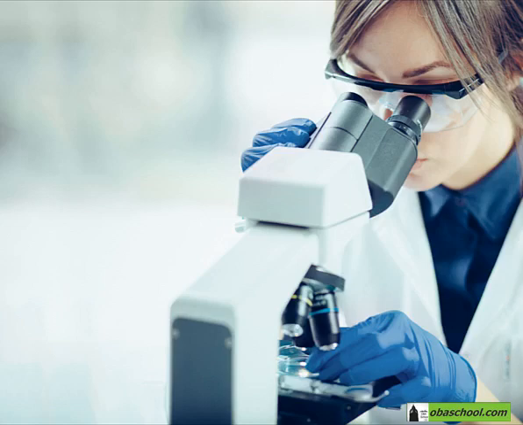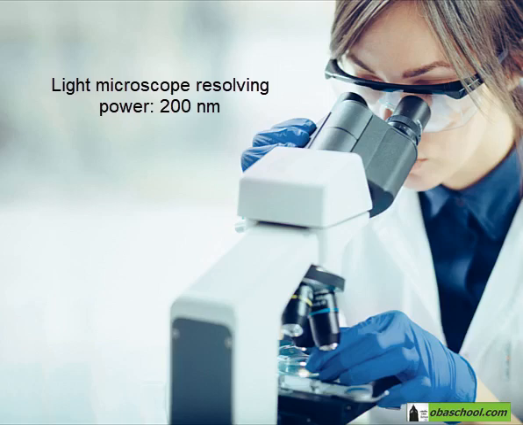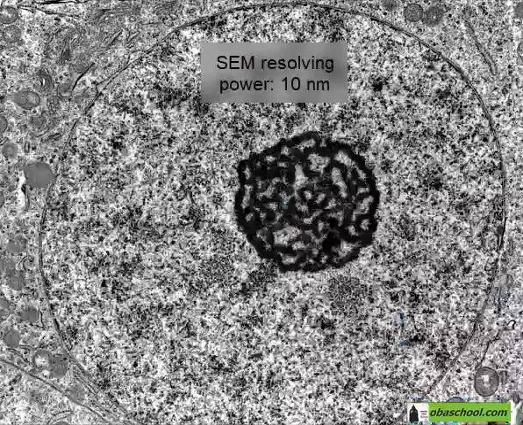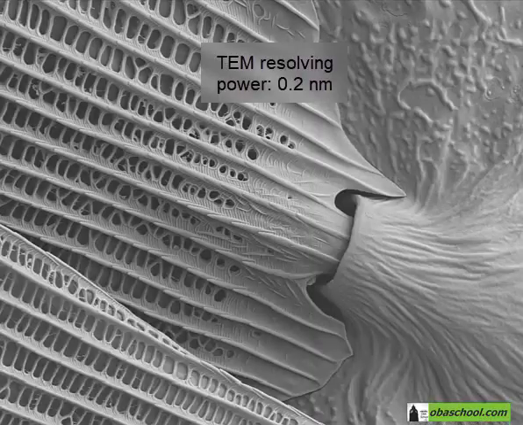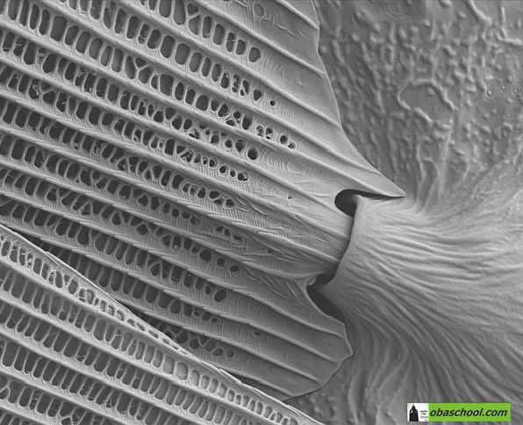A light microscope has a resolving power of about 200 nanometers, so any two dots at least 200 nanometers apart can be seen as two different dots instead of one. A scanning electron microscope, about 10 nanometers, a transmission electron microscope, about 0.2 nanometers. It's approximately the distance of two atoms in a solid substance. That is why these microscopes can show us atoms.